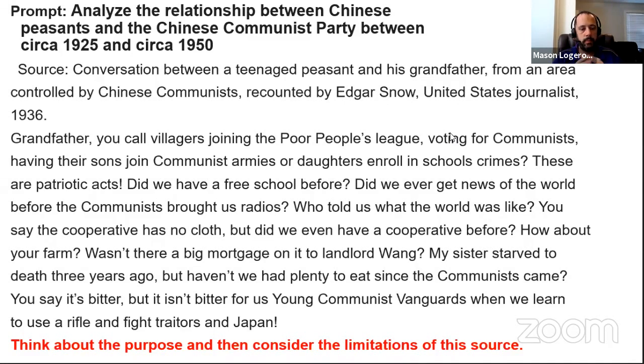All right, take about 2 more minutes. Again, make sure you've identified the purpose, then also make sure you understand some limitations of the source. All right, one more minute. Make sure you got some ideas just jotted down on some paper.